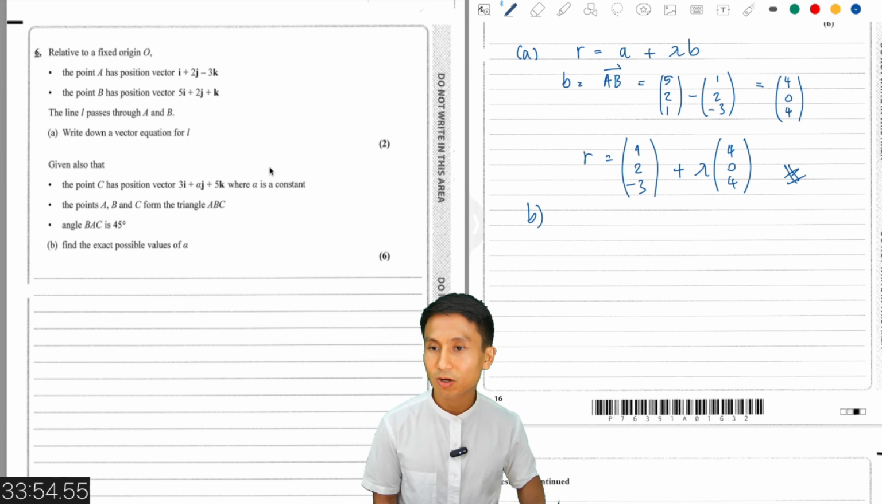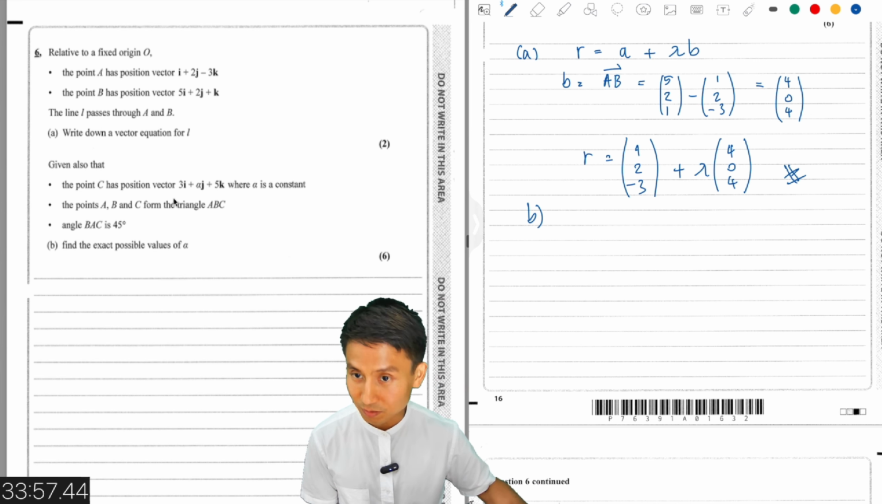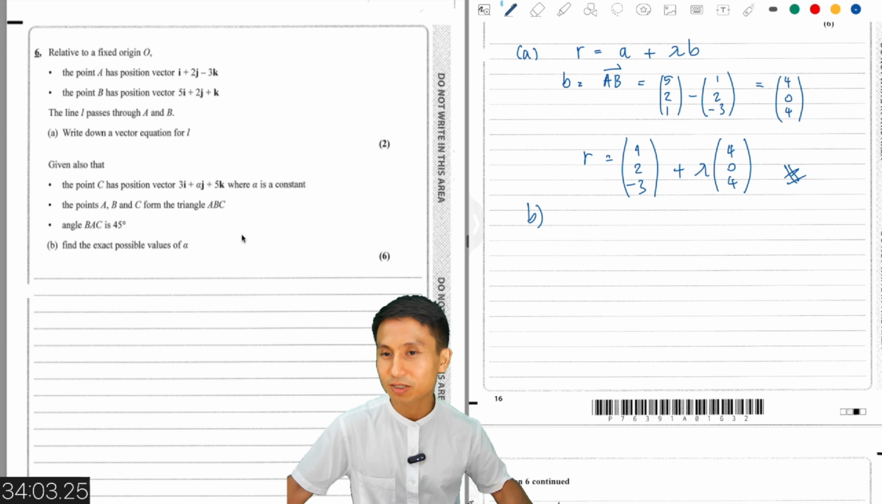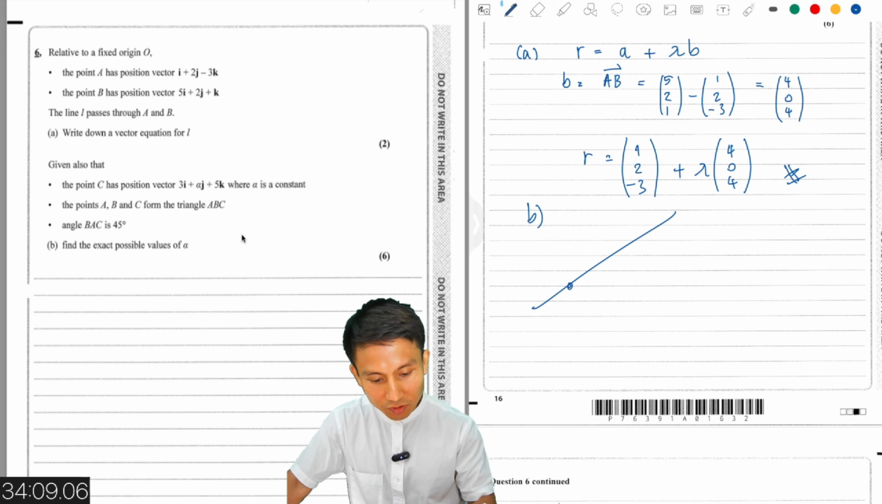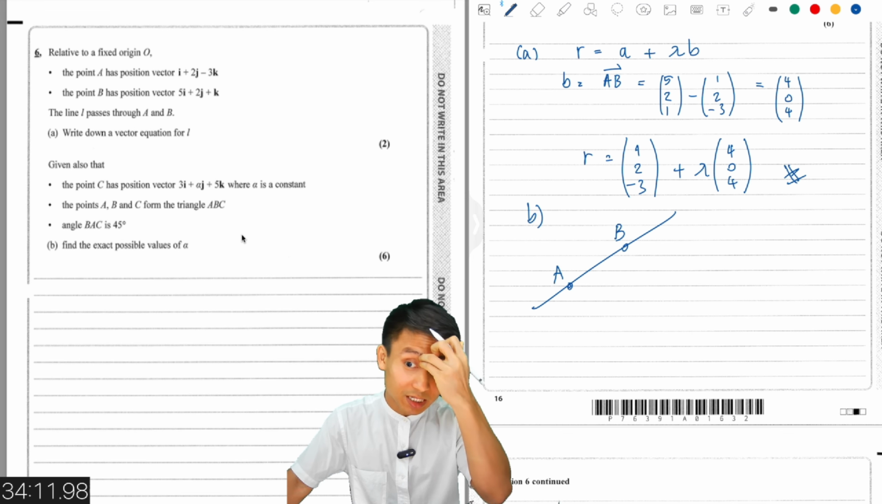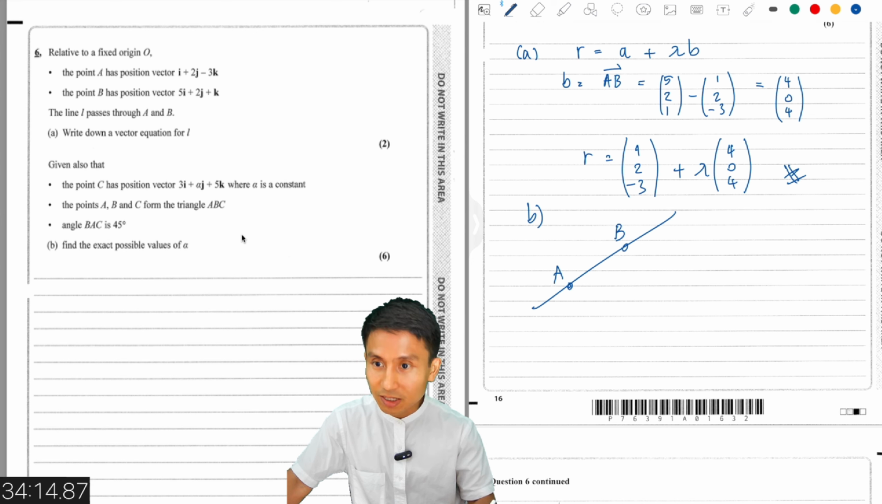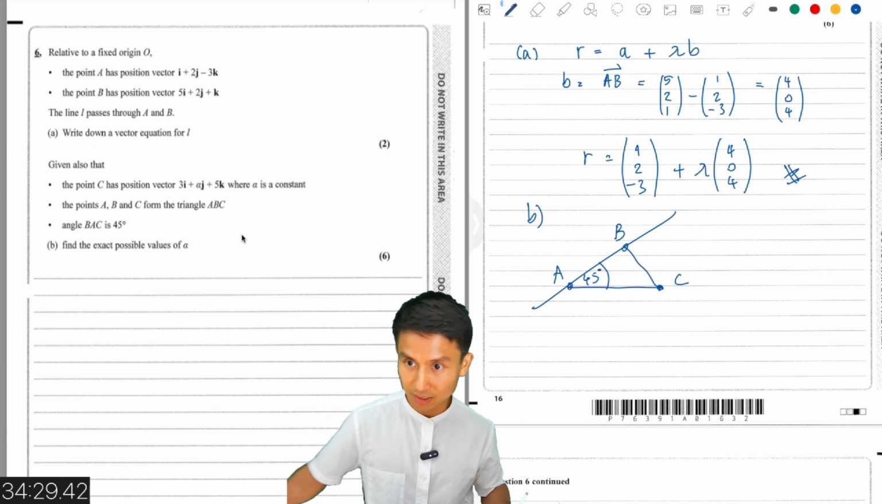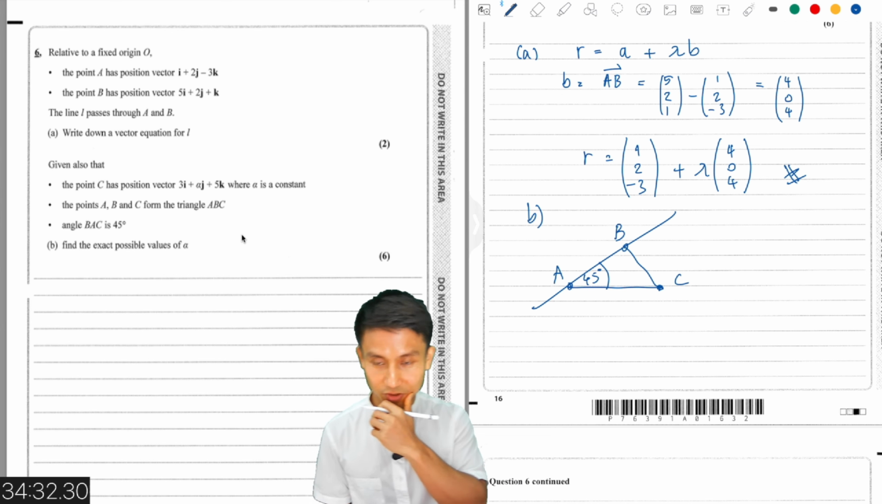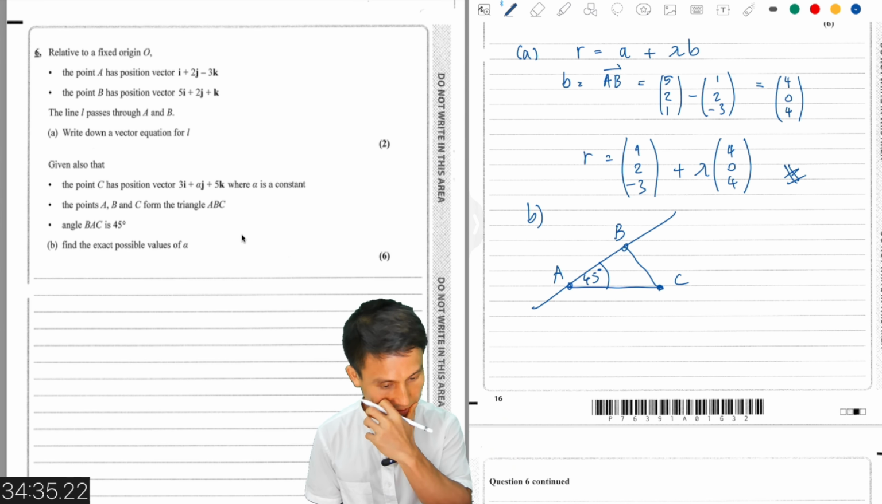Part B. Given also that the point C has a position vector of that where alpha is a constant, points A, B, and C form the triangle ABC. Okay, so AB is already on the line here. Let me just draw out because I would like to draw. But C is probably not on the line, right? So C is here, ABC is a triangle. Angle BAC is 45, so it's about maybe there, yeah? We have a triangle here, and this is 45 degrees, BAC. Find the exact possible values, maybe more than one, of alpha. All right.